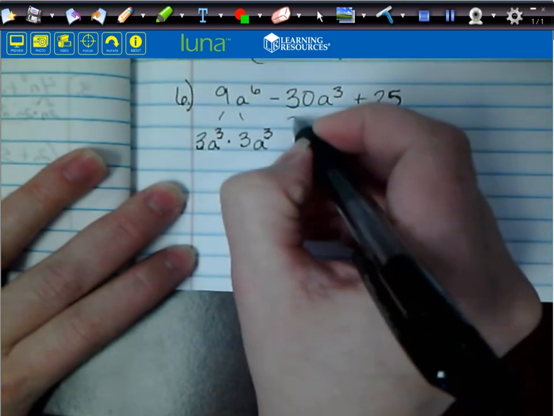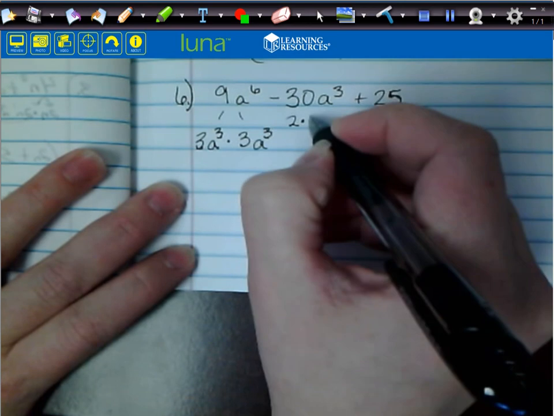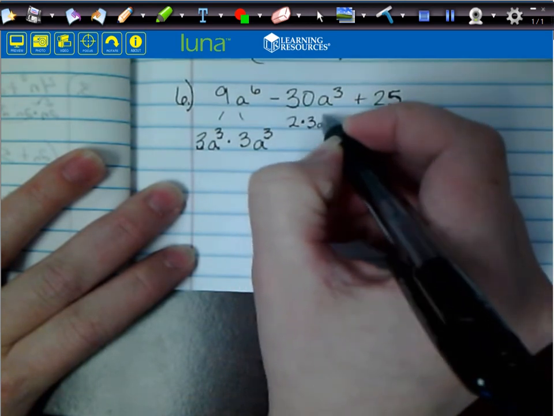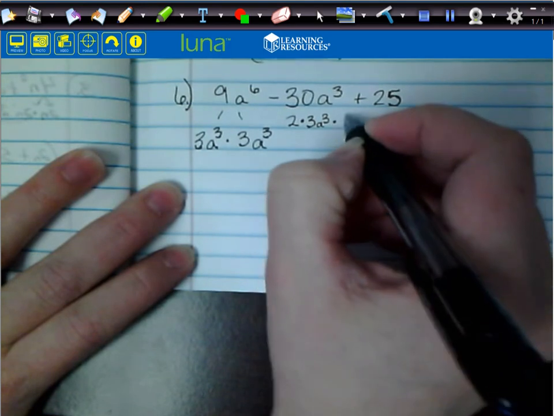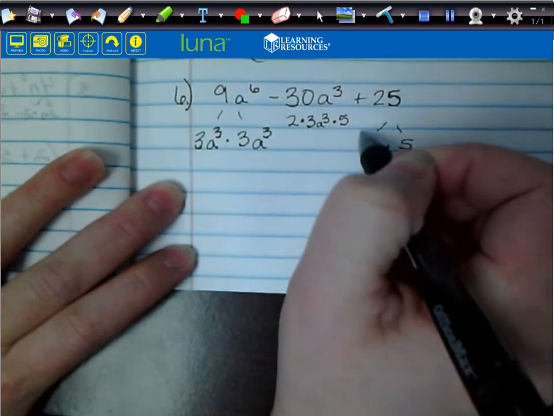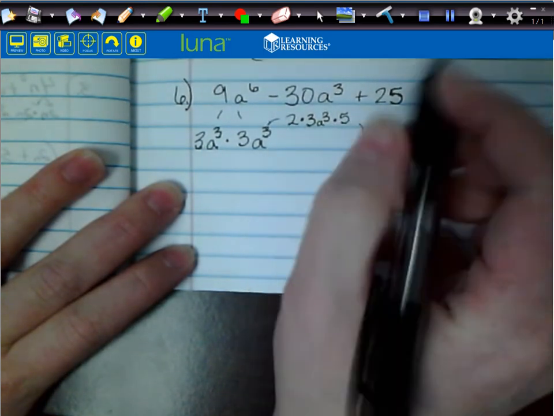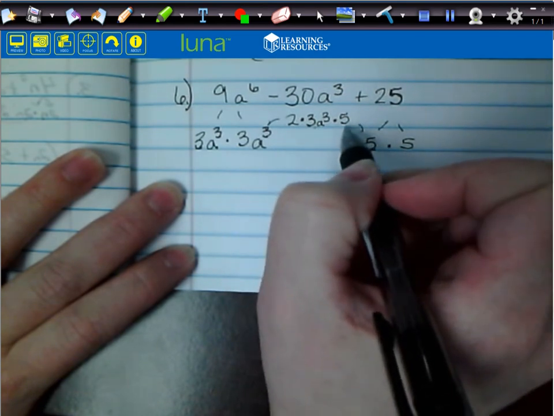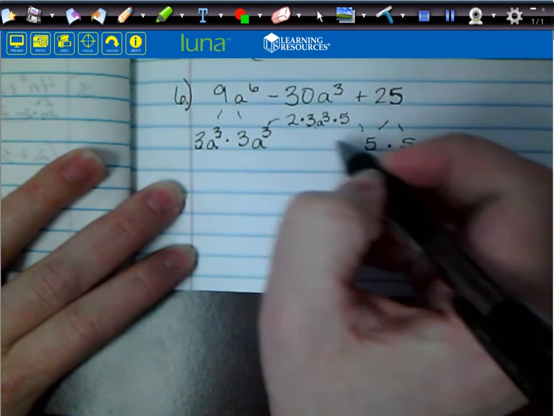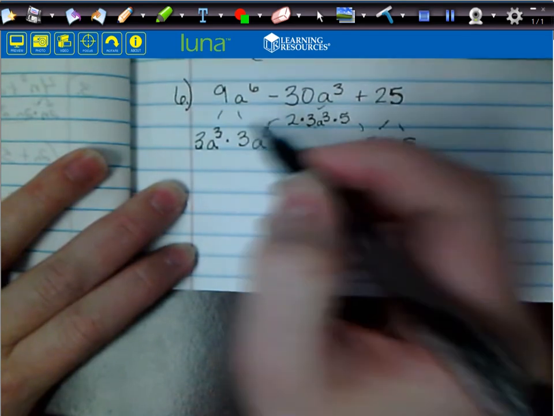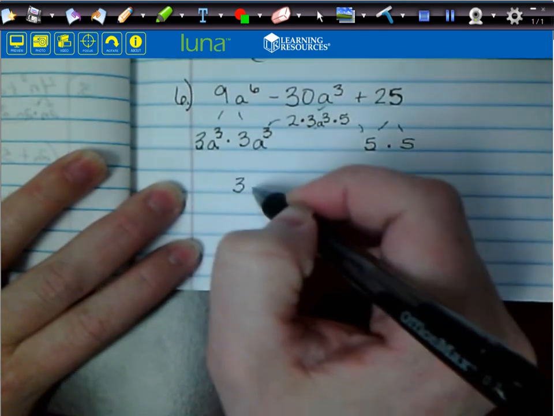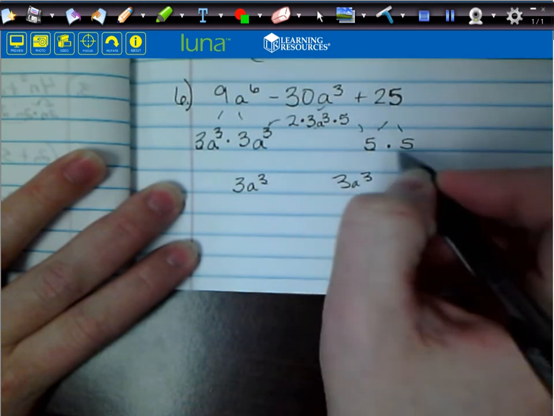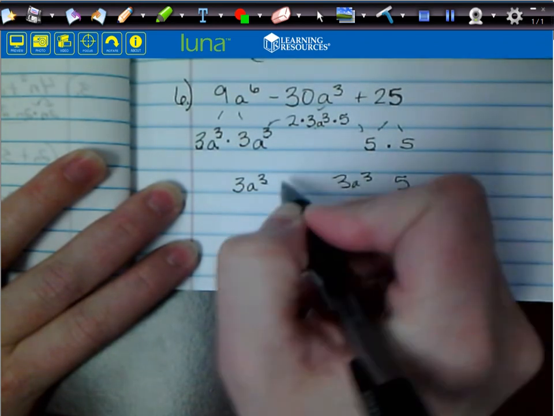So I have 2 times 3 a to the 3rd times 5. One term from here, one term from here. 2 times 3 is going to give me 6a to the 3rd times 5 is going to give me 30a to the 3rd. So that checks. So I'm ready to move on. I'm going to bring it down and put it in my parentheses. It's going to be 3a to the 3rd, 3a to the 3rd, 5 and 5.